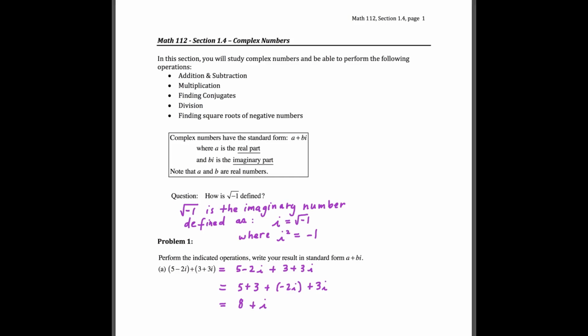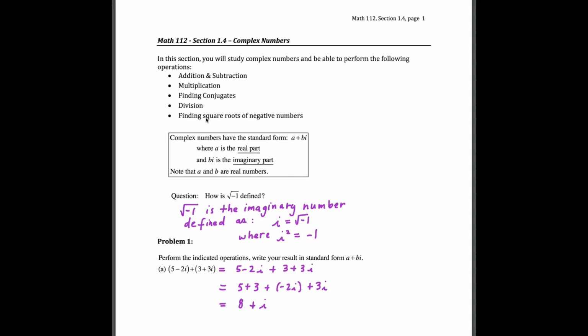Hi. In the guided worksheet for Week 2, Section 1.4, you'll be studying complex numbers, and you should be able to perform the following operations: addition and subtraction, multiplication, finding conjugates, which will help us learn how to do division with complex numbers, and then finding square roots of negative numbers.